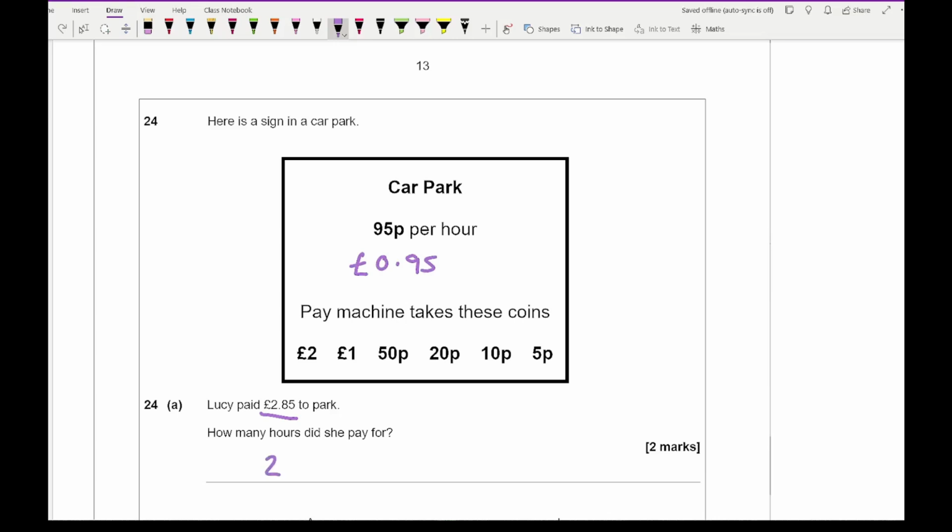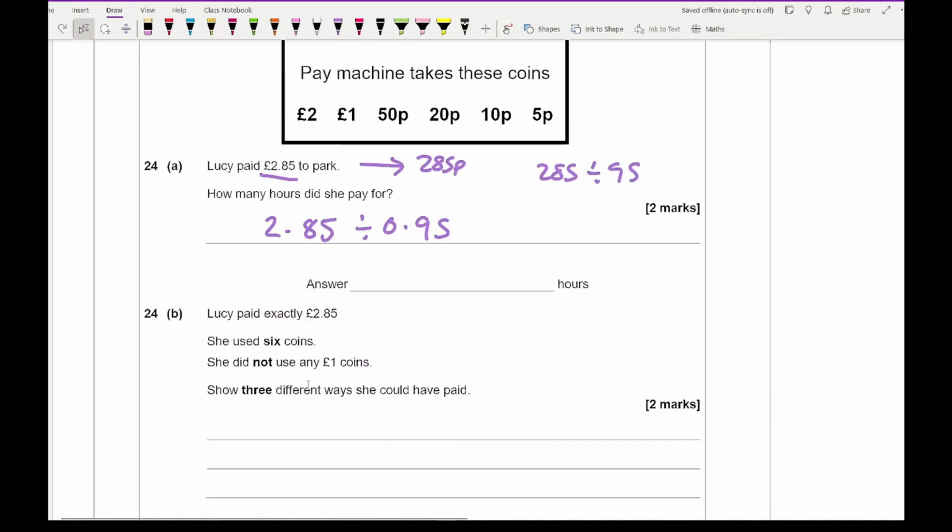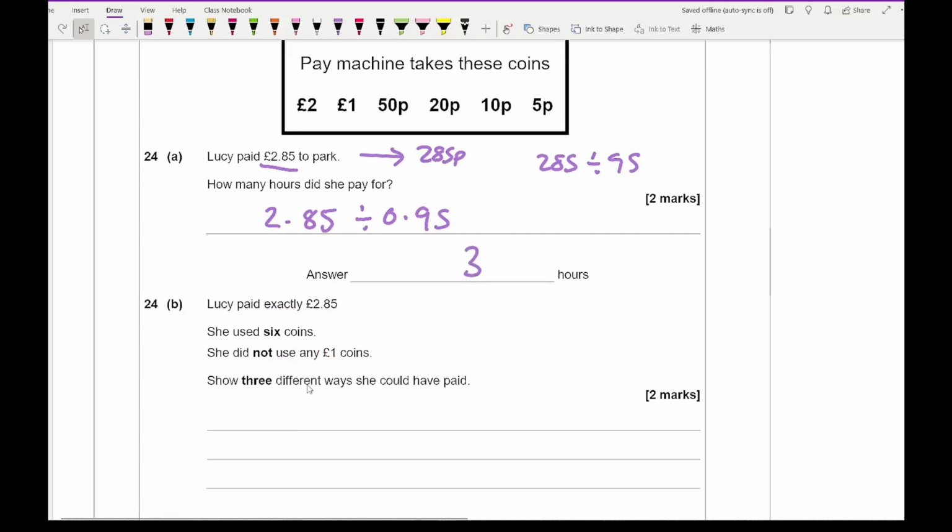So then if I do 2.85 divided by 0.95, alternately I could have converted it into pence. So that's going to be 285 pence. So if I do 285 divided by 95, it's going to give me the same answer, which is 3.